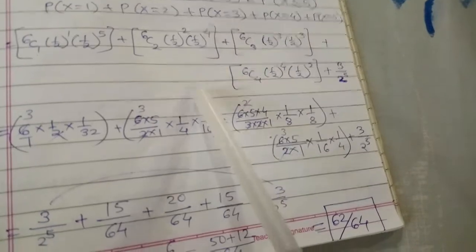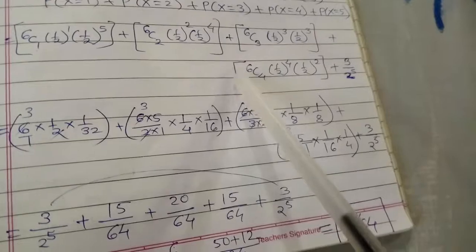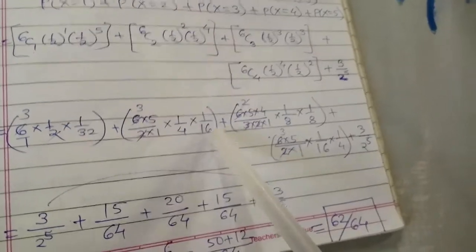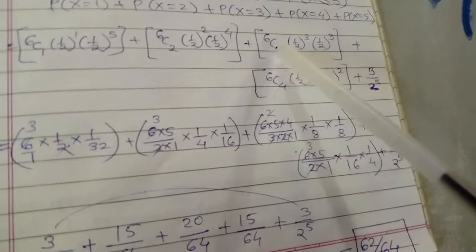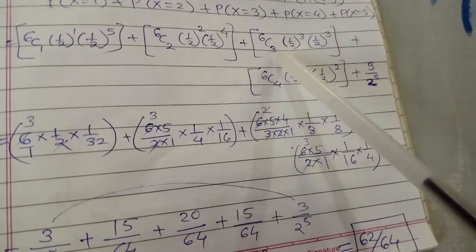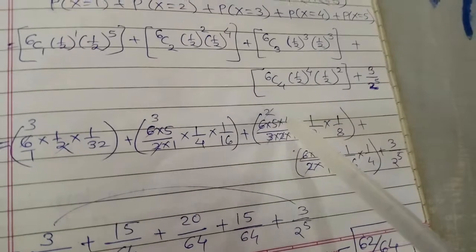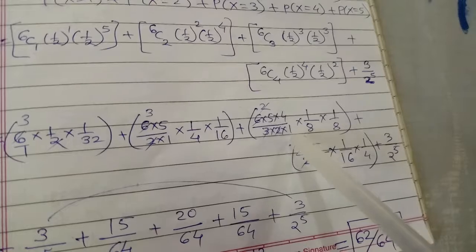Again here half squared is 1 by 4, and 1 by 2 raised to 4 means 1 upon 16. We have to reduce it. Similarly, I am telling how to write it. 6C3 means we write 6 going down 3 steps, that is 6 into 5 into 4, and for 3 we can write 3 factorial, that is 3 into 2 into 1.